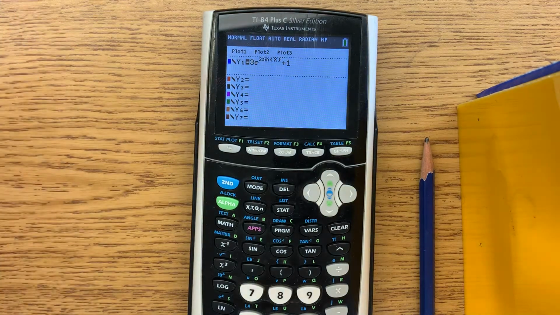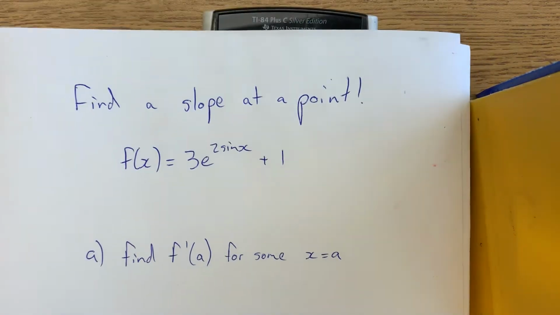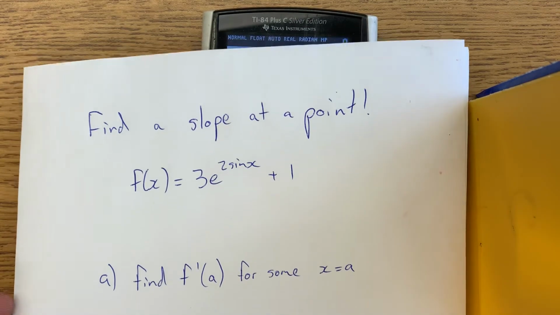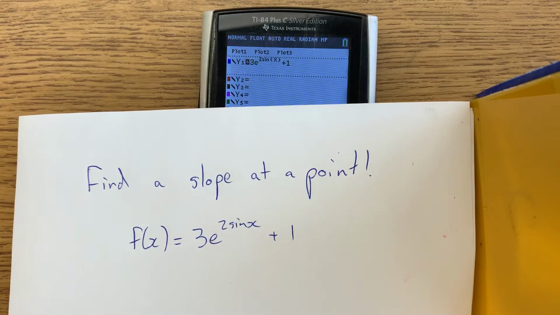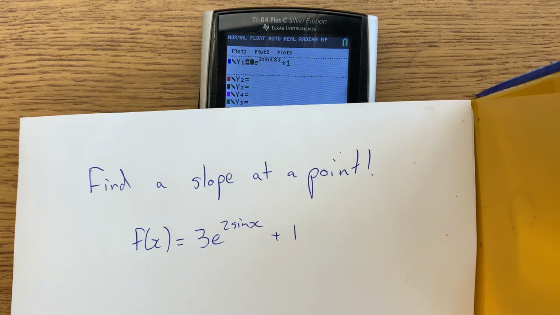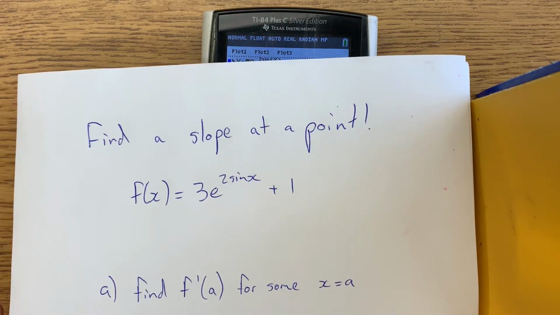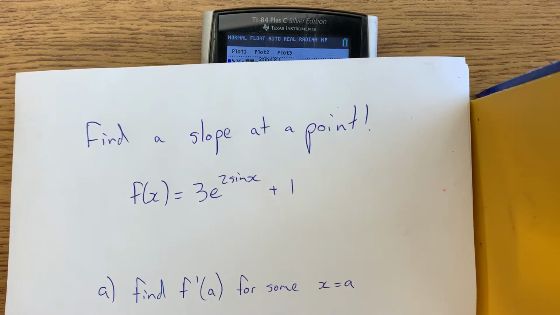All right, hi everybody. So in this video, I'm going to help us figure out how to use our TI-84s to find a slope at a particular point. So we have some function, f of x equals 3e to the 2 sine x plus 1.